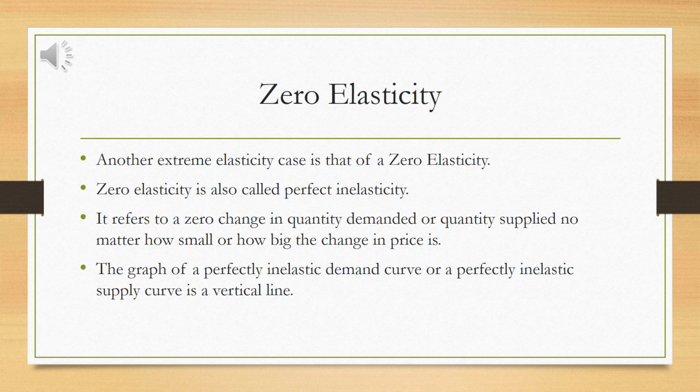Another extreme elasticity case is that of a zero elasticity. Zero elasticity is also called perfect inelasticity. It refers to a zero change in quantity demanded or quantity supplied, no matter how small or how big the change in price is. The graph of a perfectly inelastic demand curve or a perfectly inelastic supply curve is a vertical line.